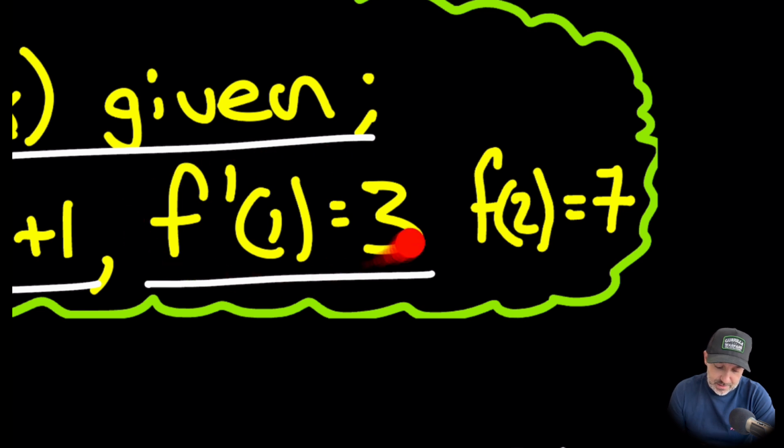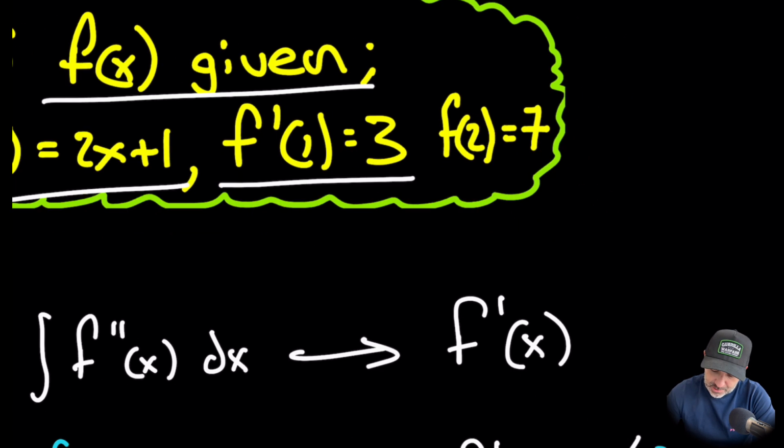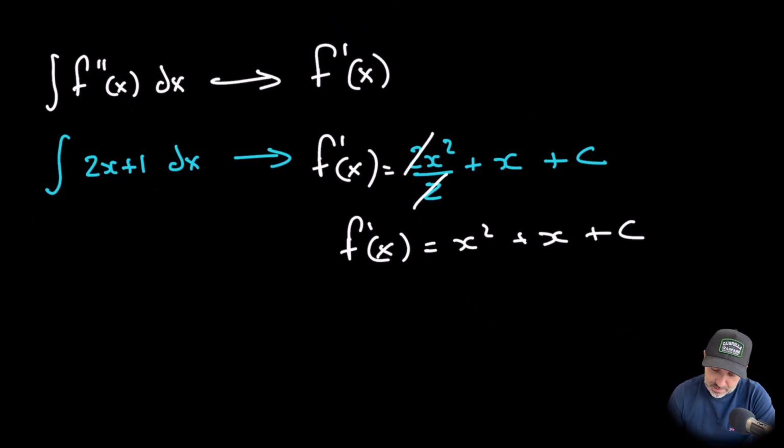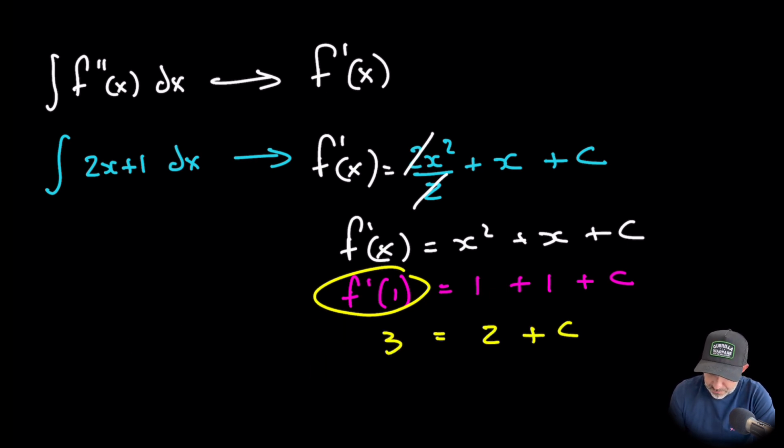Now, in this part of the question, they did tell us some details. They said that when x is 1, y is equal to 3. So when we plug 1 into the derivative function, the output was 3. That's a very important bit of information, because when we plug 1 into this, f prime of 1 would equal 1 squared, which is 1, plus c. But remember, they just told us that this was equal to 3, because that is the derivative. So 3 = 2 + c. Therefore, we can deduce that c is equal to 1.